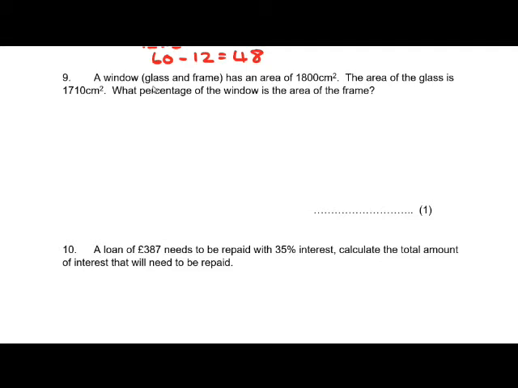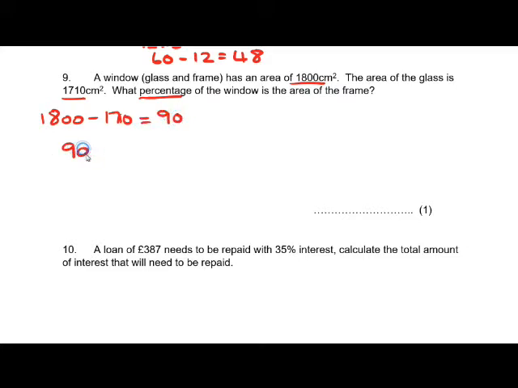Question 9 says a window, which contains the glass and the frame, has an area of 1800 centimeters squared. The area of the glass is 1710 centimeters squared. What percentage of the window is the area of the frame? So to work out the area of the frame, we can subtract it from the area of the glass. So 1800 take away 1710 is 90.